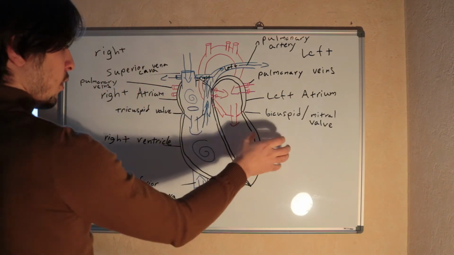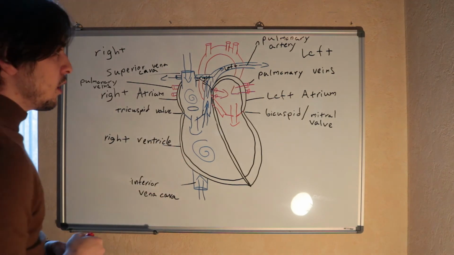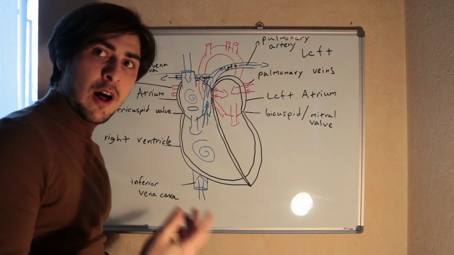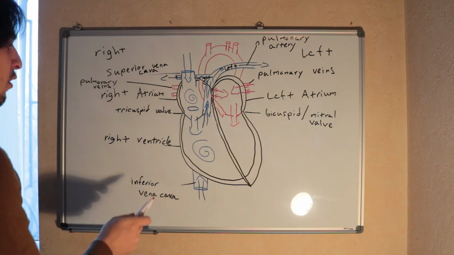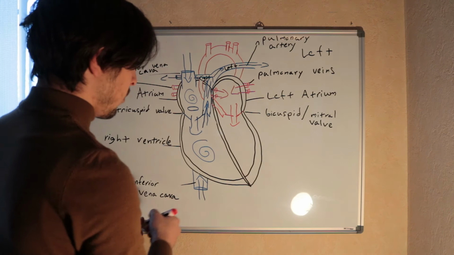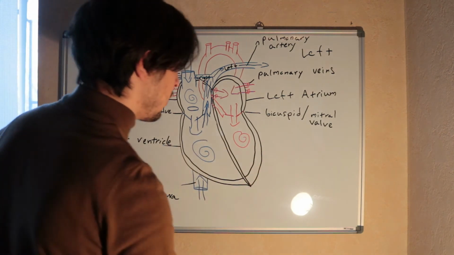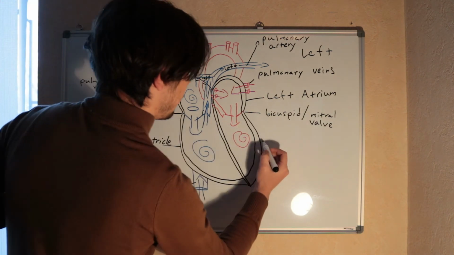The pressure in the left ventricle is higher than the pressure in the right ventricle. But in the babies, it's the opposite. In the babies, the pressure is higher in the right ventricle. So the blood will be here, and the right and the left.